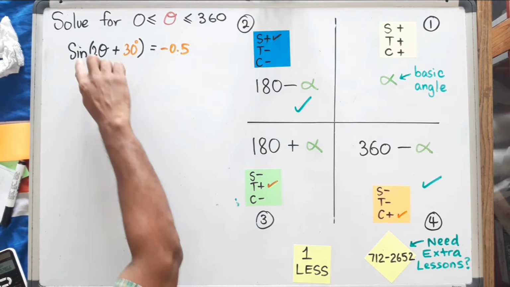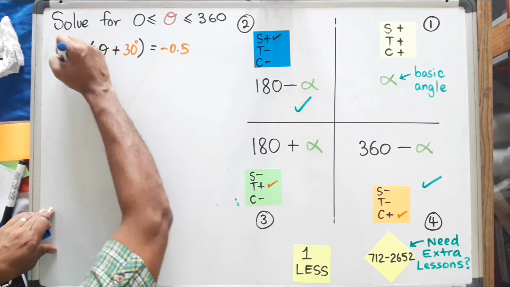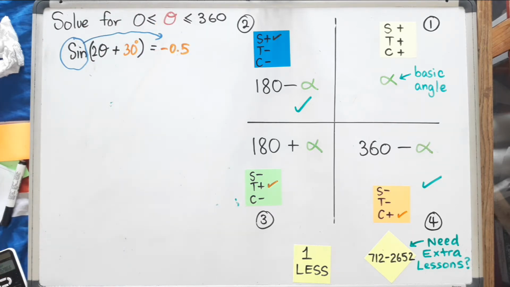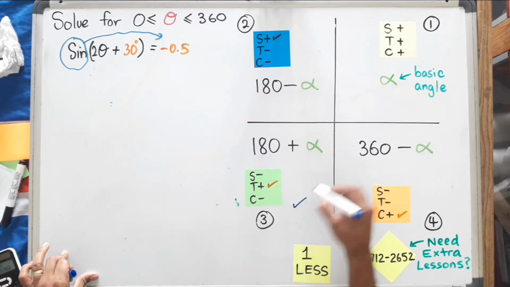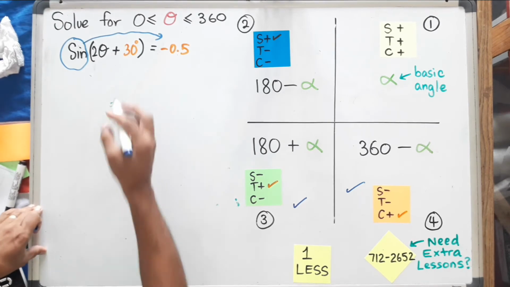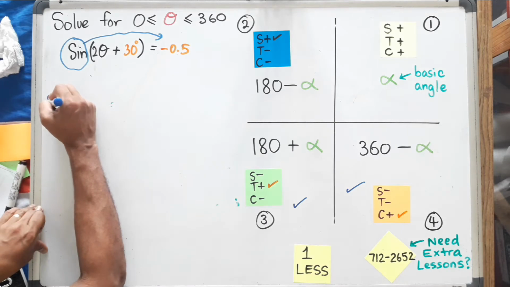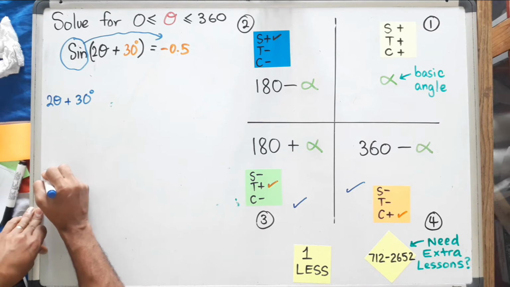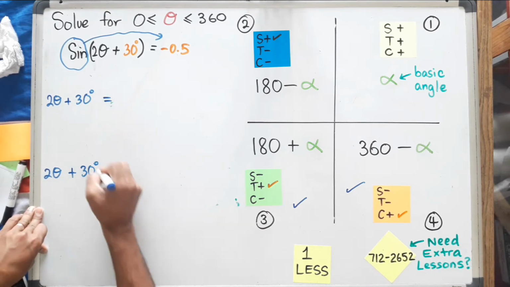Now it's time to throw across the sine. Remember, this whole bracket belongs to the sine. So at the point of throwing across the sine, we realize, wait, it's a negative question. Where is sine negative? Here and here, in the third and fourth region. So let's pause the question and get our 2 answers. Remember, all our answers will be equal to 2 theta plus the 30 degrees, right?